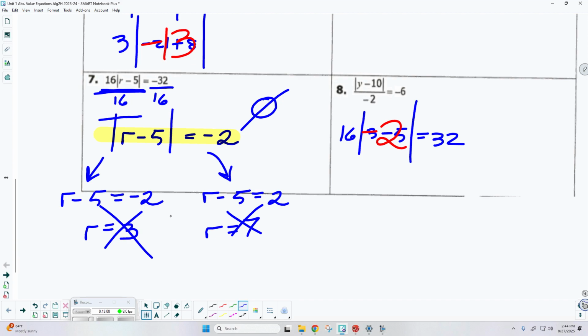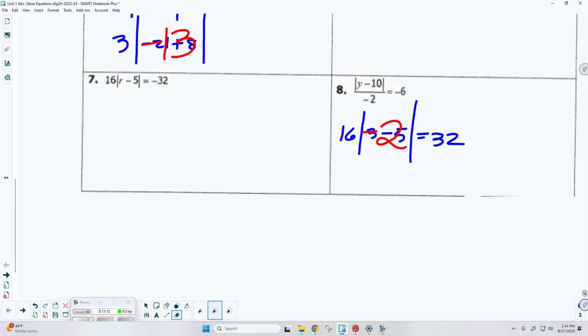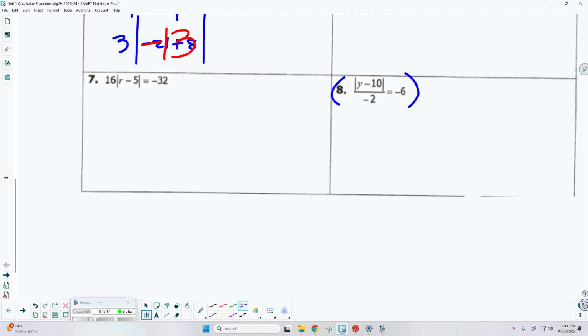Okay, so let's get rid of that negative 2. So if I want to get rid of a fraction, I'm going to multiply that fraction by its denominator. Okay, so I'm going to multiply through by negative 2. So when I distribute here, those negative 2's cancel. The absolute value of y minus 10 is equal to what? 12. So this one actually turns out okay. Because it equals a positive number, we're going to continue.